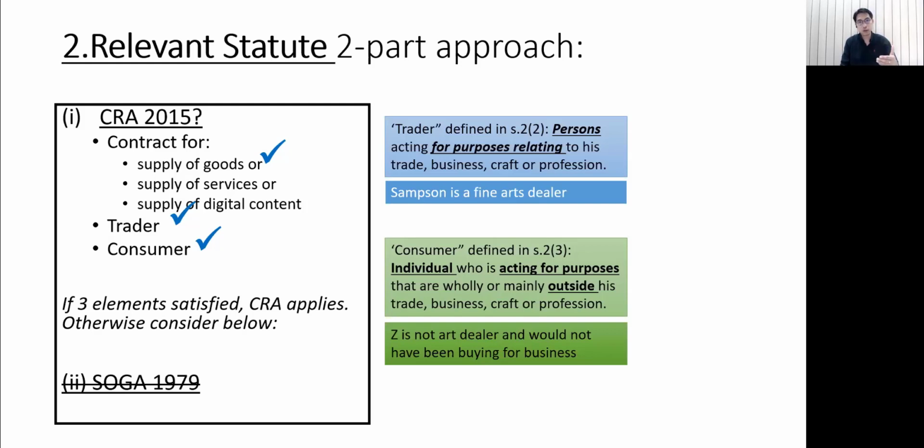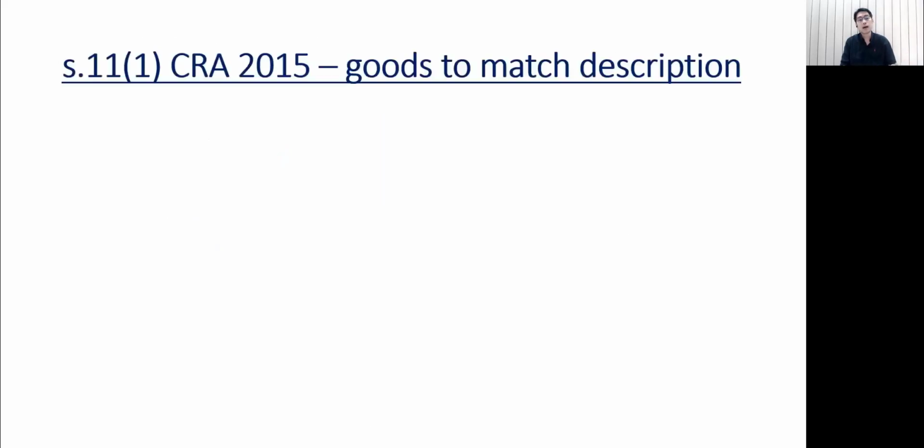Let's now continue further with the Consumer Rights Act, right? So the relevant section for the CRA is 11 sub 1. It says goods to match description. It's basically similar and corresponds with section 13 of SOGA, that goods sold must correspond to description. The language used are different if you want to compare the words in the statute and the sections, but essentially it's about goods corresponding, matching, following the description of the goods, right?